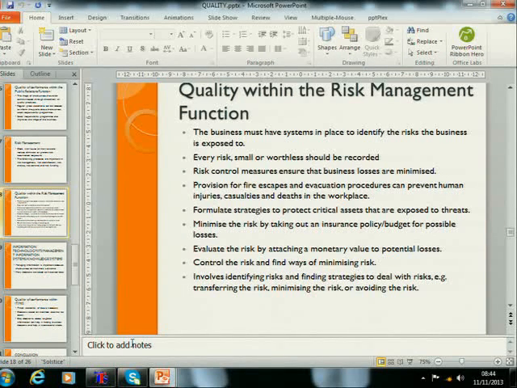You should evaluate the risk by attaching a monetary value to potential losses. Like I said before, they have to analyze the risk to say this risk can be equal to this much in rand, so that they are able to put aside the correct amount of money should anything happen. They have to control the risk and find ways of minimizing the risk. It involves identifying risks, finding strategies to deal with risk, e.g., transferring the risk, minimizing the risk, or avoiding the risk.